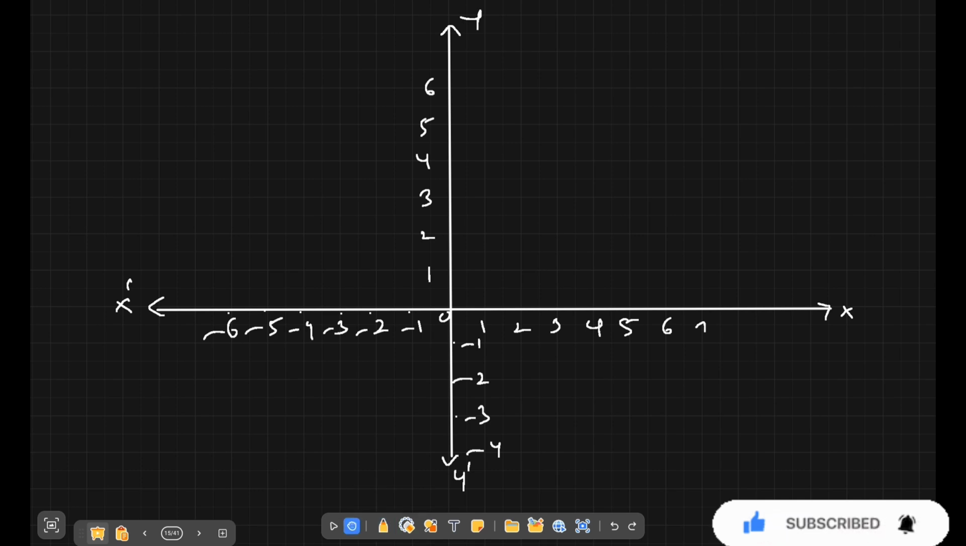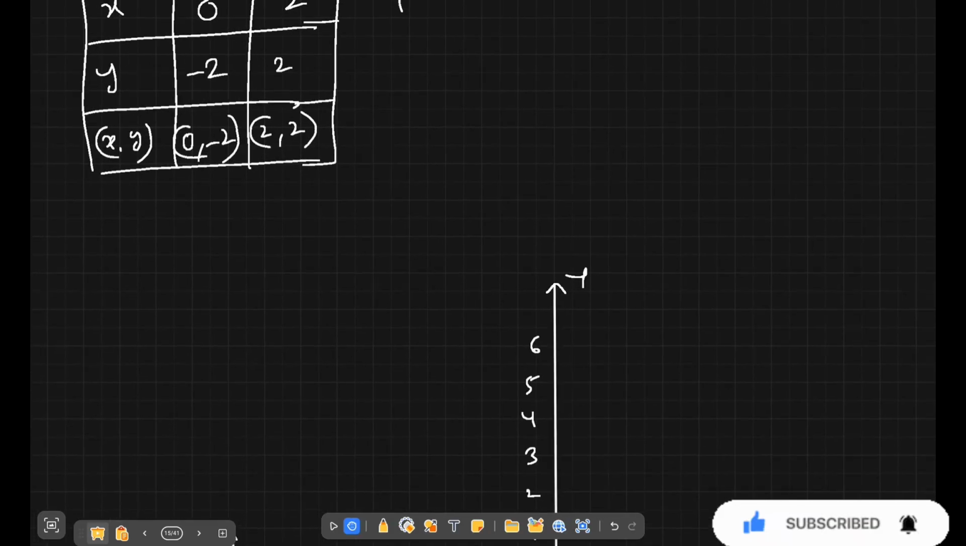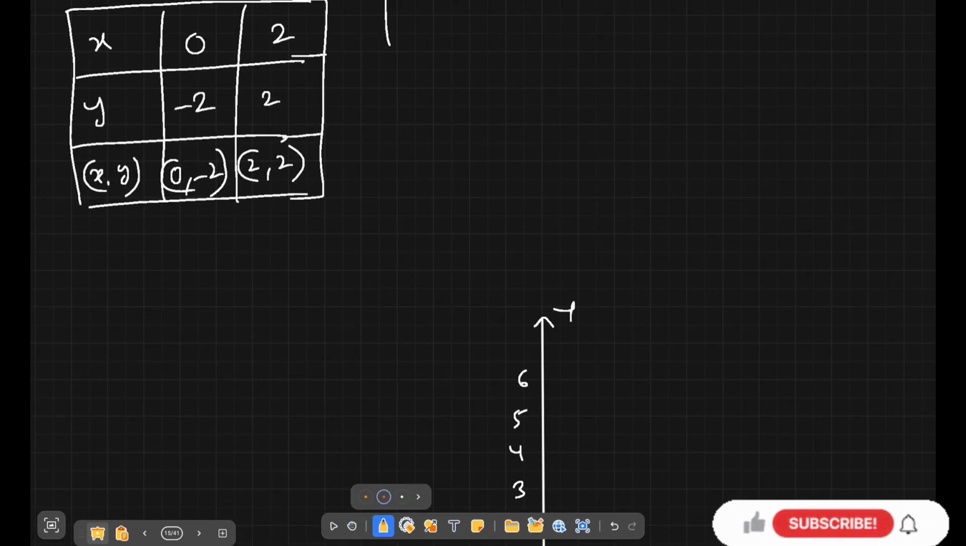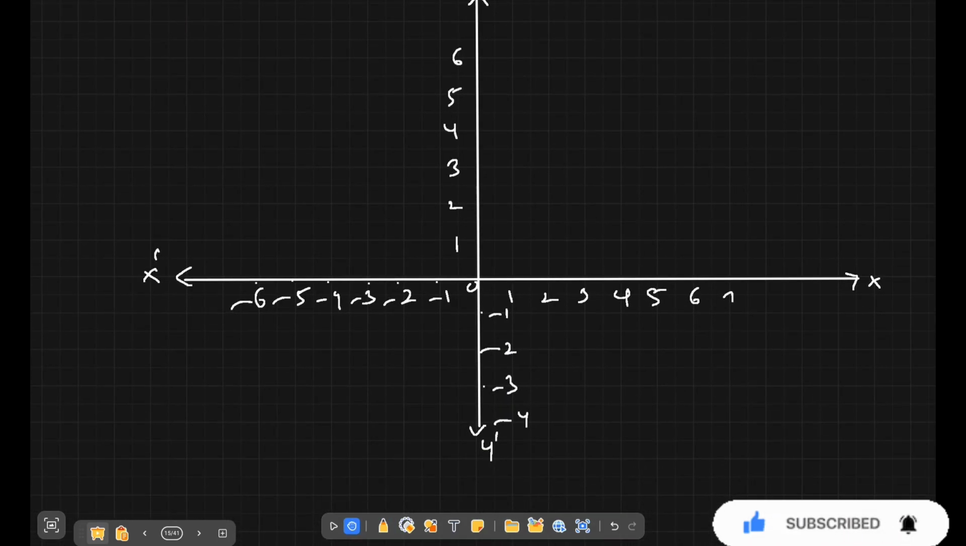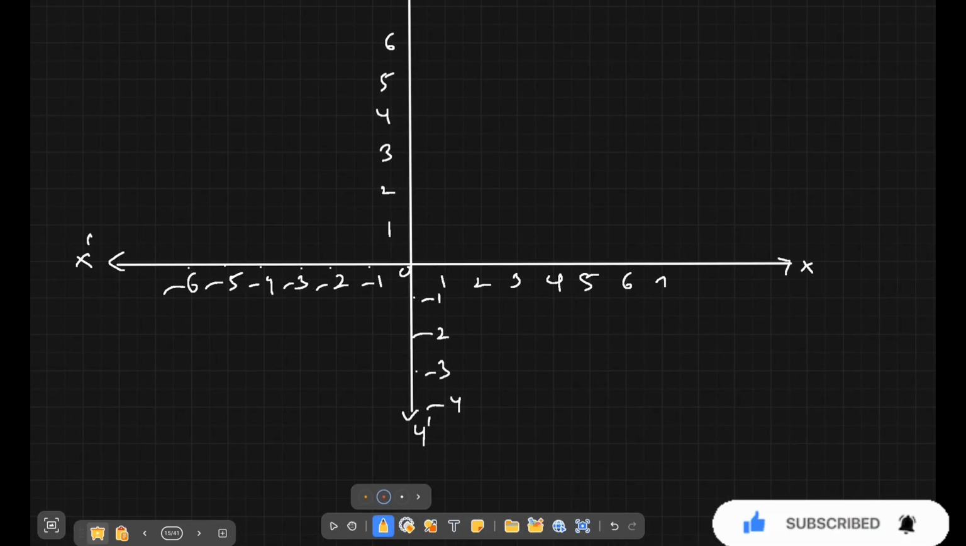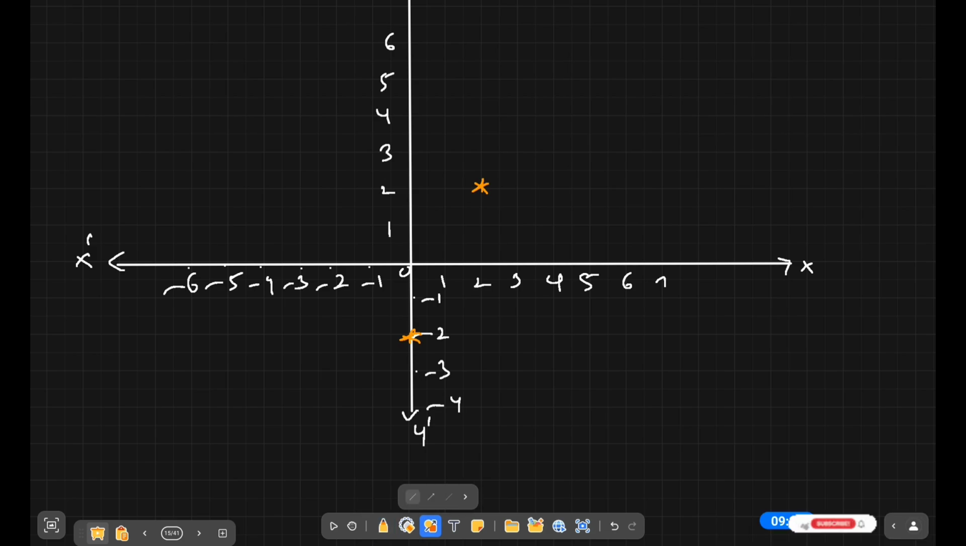What are the plotting points here? 0 comma minus 2, 2 comma 2. So where is the 0 comma minus 2? Here. So this is 0 comma minus 2. 2 comma 2, where is the 2 comma 2? Here. So draw a line passing through these.